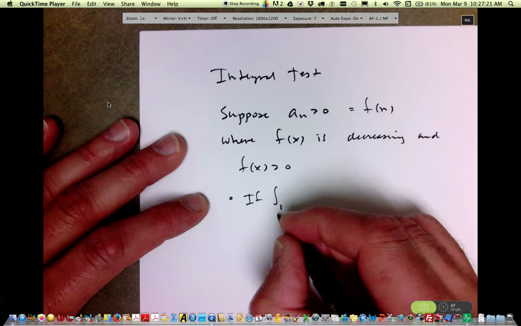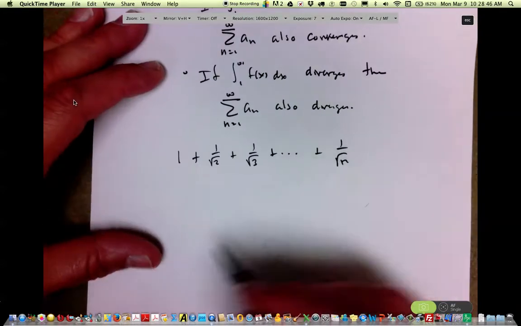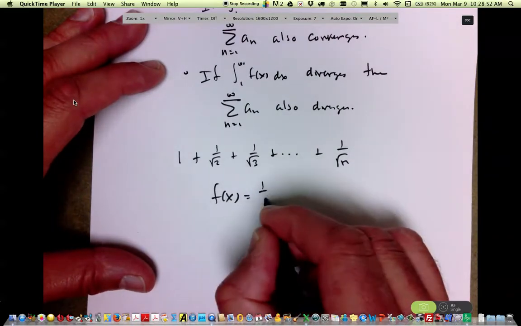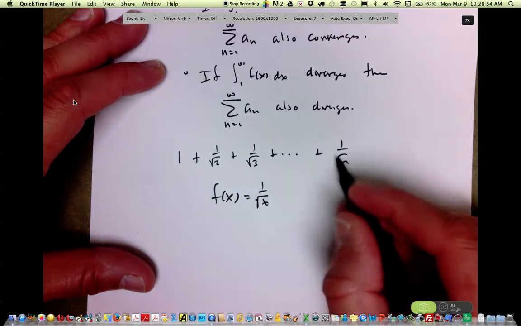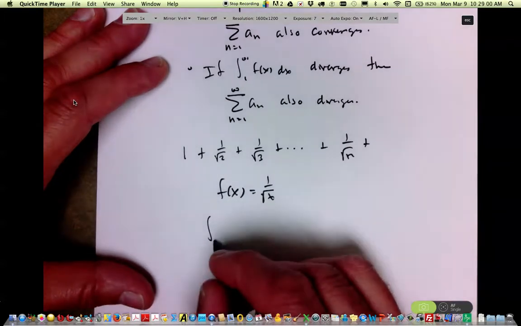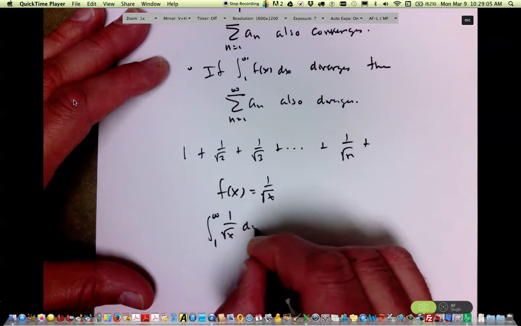with 1 plus 1 over the square root of 2 plus 1 over the square root of 3 plus, and so on. So the nth term is 1 over the square root of n. And we want to know, does this series converge or does it diverge? We don't really have to evaluate the integral. All we need to do is say, suppose that f of x is equal to 1 over the square root of x. It looks like this expression, only it's a function of x. Then all we have to do is look at what the integral from 1 to infinity of 1 over the square root of x dx does.